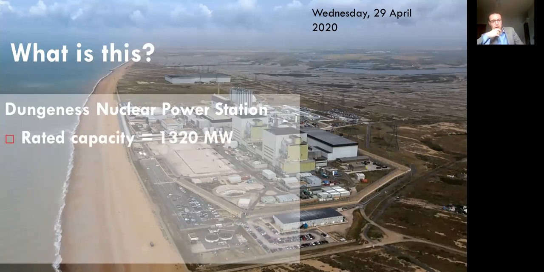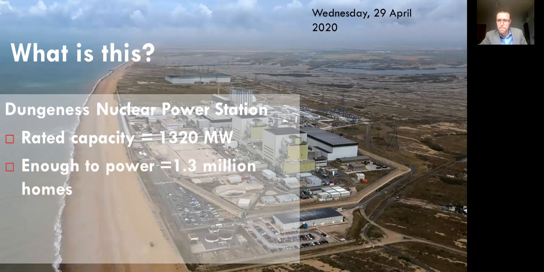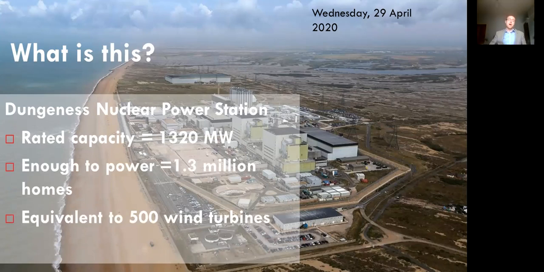It generates 1,320 megawatts of electrical power. Now, you might not know how much that is. That's okay, because I'm going to tell you. It's enough to power 1.3 million homes. So it looks like a large site, but in the grand scheme of things, it's not that large. It's powering so many homes, the same as 500 wind turbines. And unlike a wind turbine, this power station operates through the night, through the day, when the wind is blowing, when the wind is not blowing. It's an excellent source of baseload power for our national grid to power our houses and for our electrical needs.